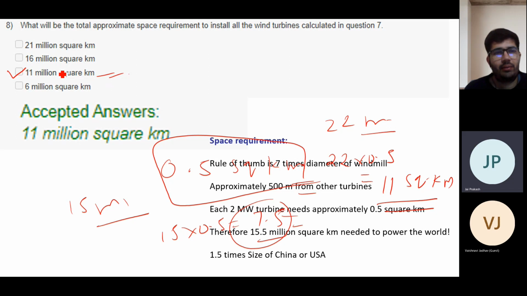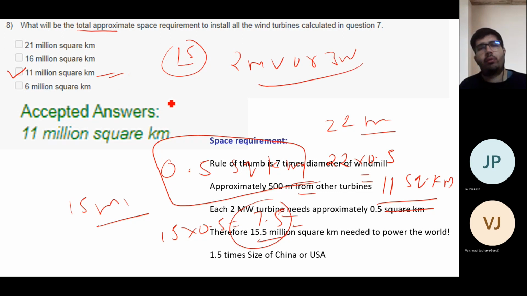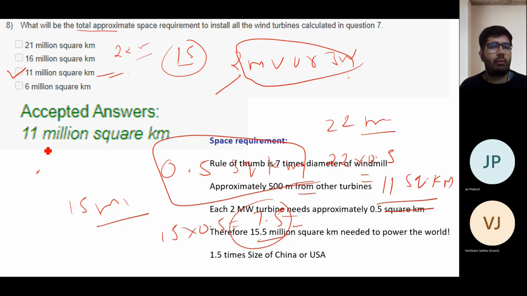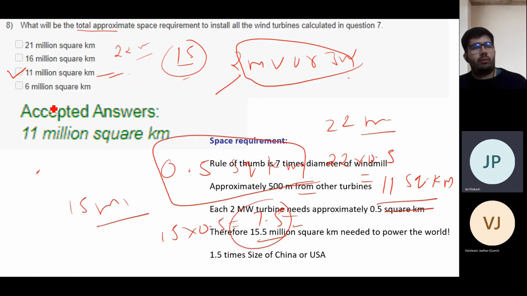Right. Total means if you want to install the complete 15 million, because either your plant will have 2 megawatt turbines, then what is the total area? Total means that we have to install 22 million wind turbines, and each wind turbine requires 0.5 square kilometer. Then total is the sum of all the areas required for the wind turbines. Either from one option we have to take, either 2 or 3.